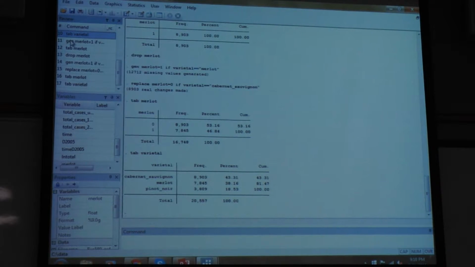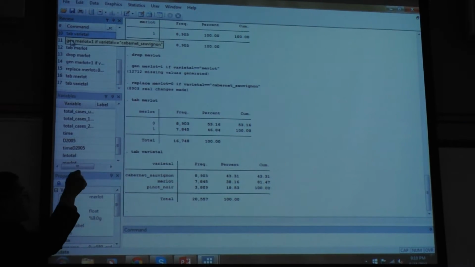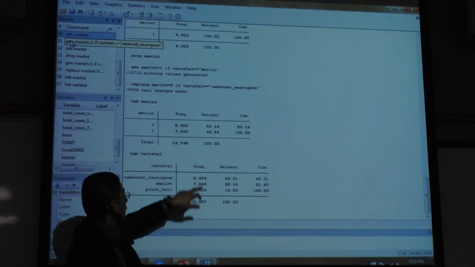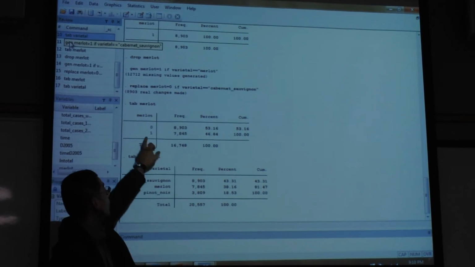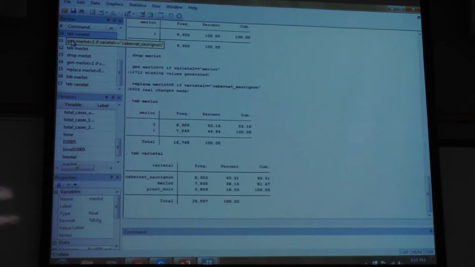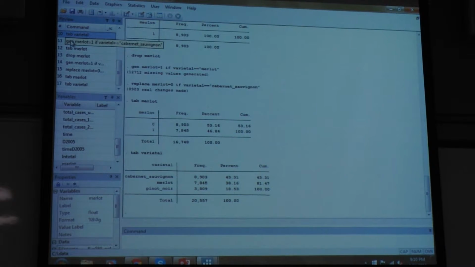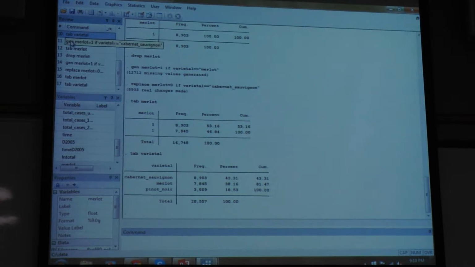Why do I want to do that? Well, just to make sure the numbers match up. When Merlot equals 1, it should be equal to the number of observations that are Merlot: 7,800, 7,800 here. When Merlot equals 0, it should equal our cabs, 89. So if I made a mistake, I would have cut it there, I would have reversed them and regenerated. So we constructed our variable correctly.